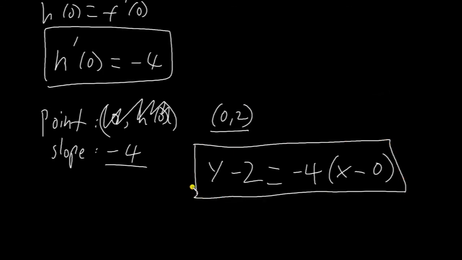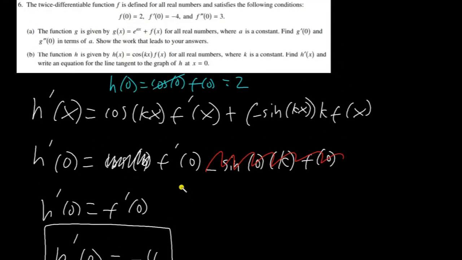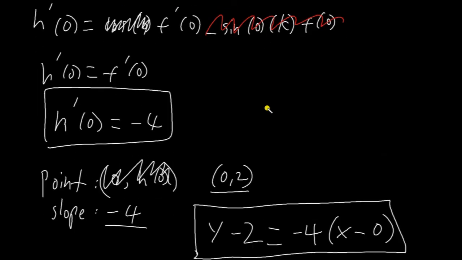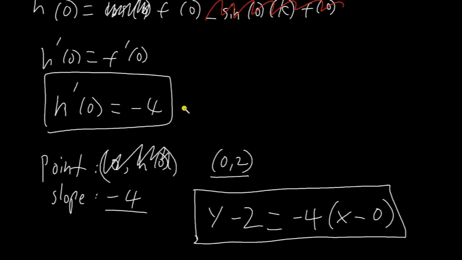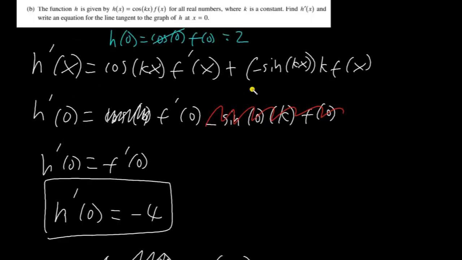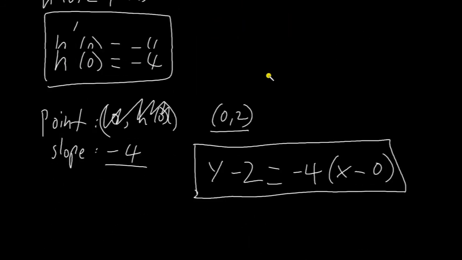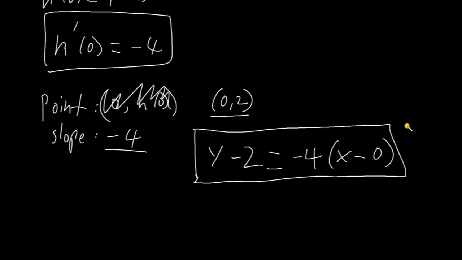That is the end of the question, the end of the whole test. And this was a 5-point question. 1 point for correctly finding h prime of x here. 2 points for that. Did I say 1? I don't know if I said 1, but I meant 2 if I said 1. 1 point for finding h prime of 0. That's -4. 1 point for finding h of 0 is +2. And then 1 point for the final correct answer.